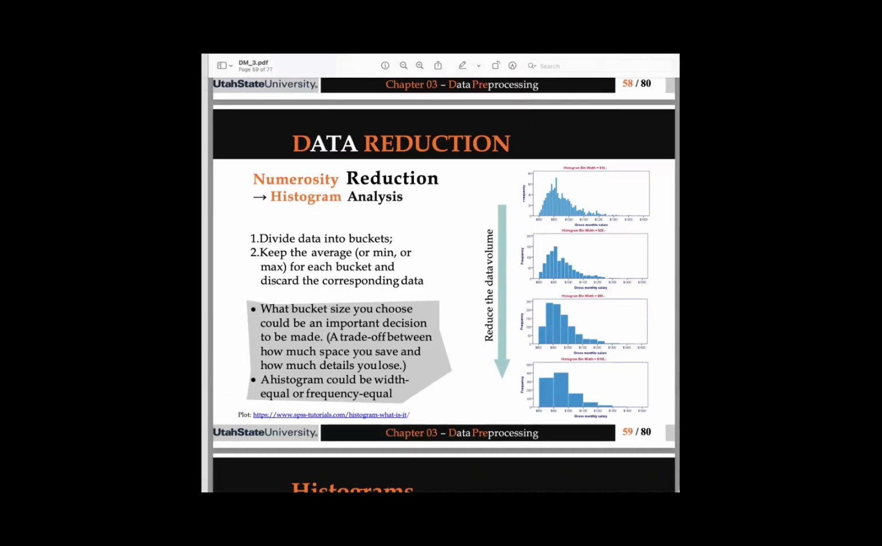Histogram analysis is another classic approach for a non-parametric numerosity reduction technique. Instead of storing every individual data point or every single tuple, we can divide the data into different buckets, right? These are also called the bins of my histogram. For each bucket, we only keep some representative values, such as the average, the minimum, or the maximum of that bucket, and discard the original values.